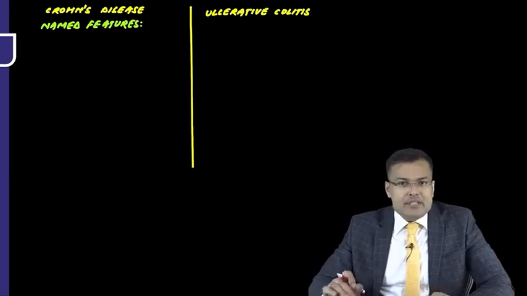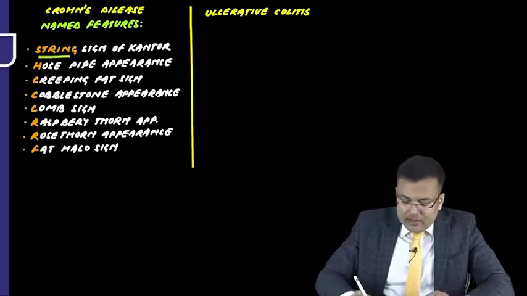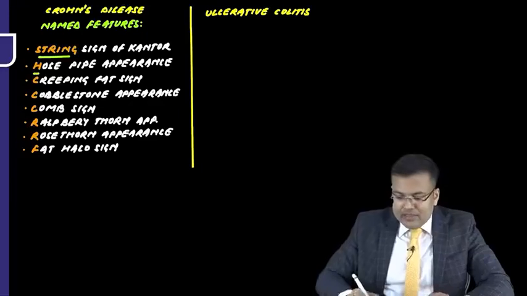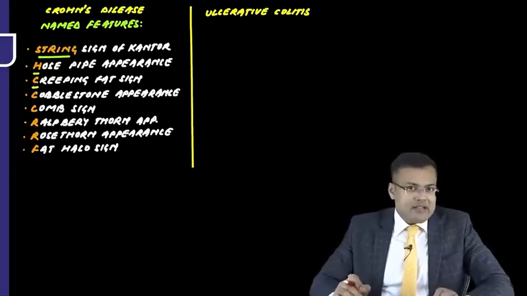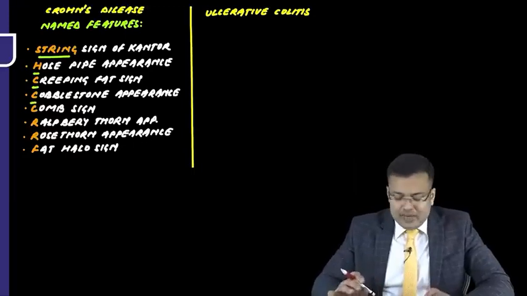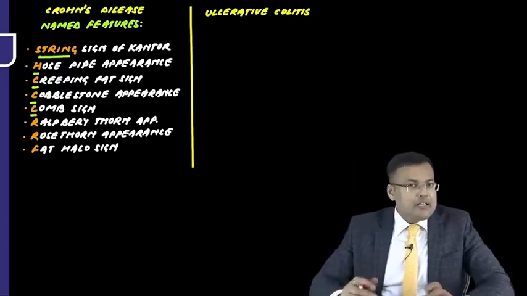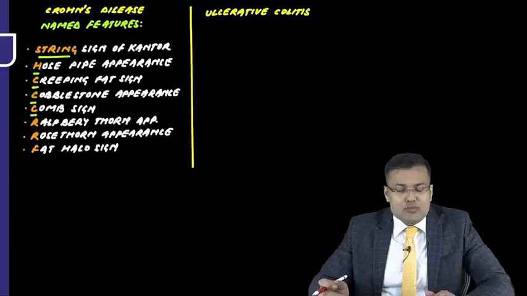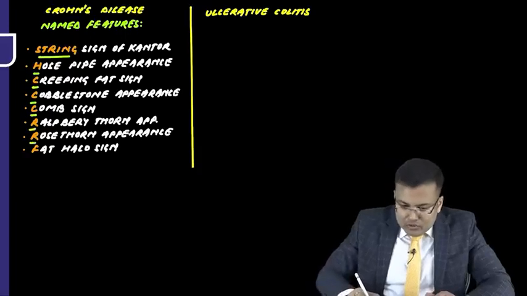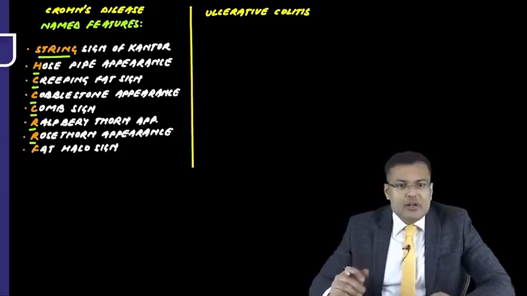So first see the named signs of Crohn's disease. There is string sign of Cantor. Why? Because there is long stricture of terminal ileum. There is hose pipe appearance. There is creeping fat sign which is a characteristic feature of Crohn's disease. Cobblestone appearance, because in between there is normal mucosa and then there are involved areas. Comb sign, there is vascular jejunization of ileum. Raspberry thorn or rose thorn appearance, there are linear transmural ulcers or fissures.